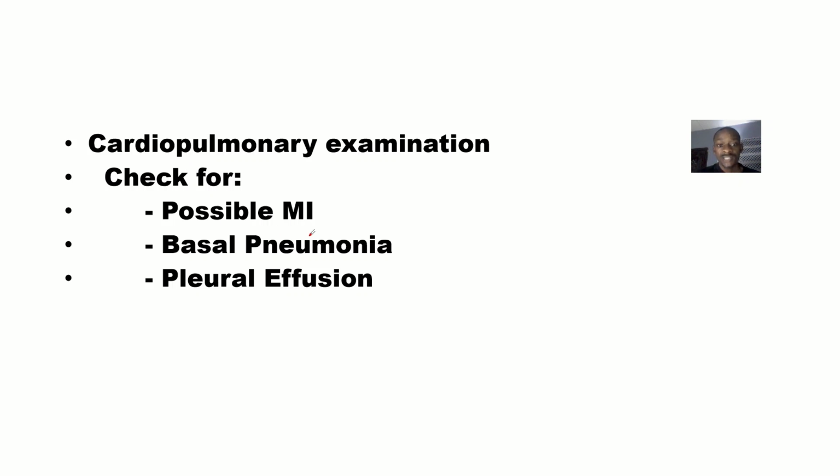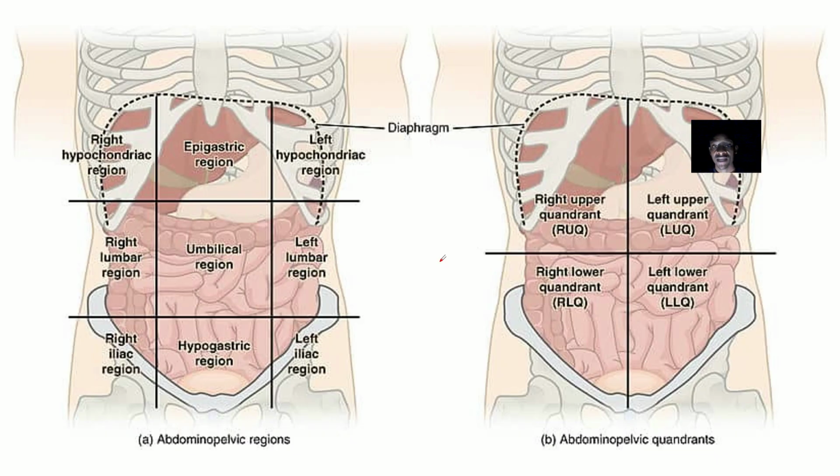So for the chest, you are checking for things like possible myocardial infarction. Then you're checking for basal pneumonia. Then you're also checking for pleural effusion, that's accumulation of fluid around the pleural cavity. As you are checking for this, you're also keeping in mind the 9 quadrants of the abdomen.